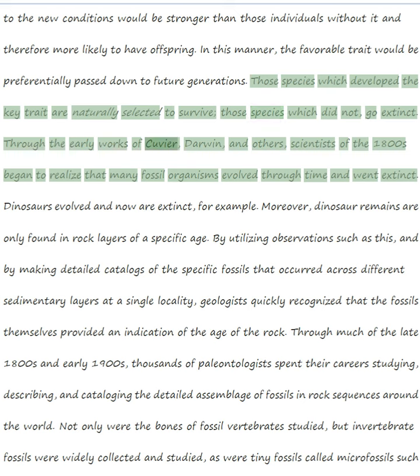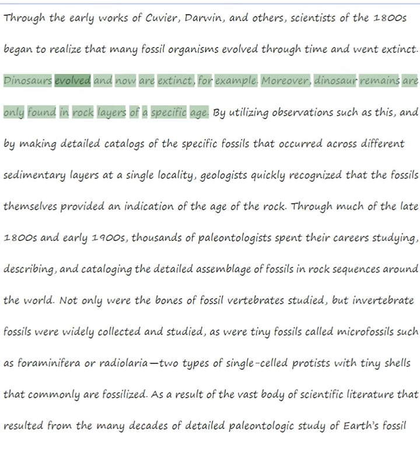Through the early works of Cuvier, Darwin, and others, scientists of the 1800s began to realize that many fossil organisms evolved through time and went extinct. Dinosaurs evolved and now are extinct, for example. Moreover, dinosaur remains are only found in rock layers of a specific age.